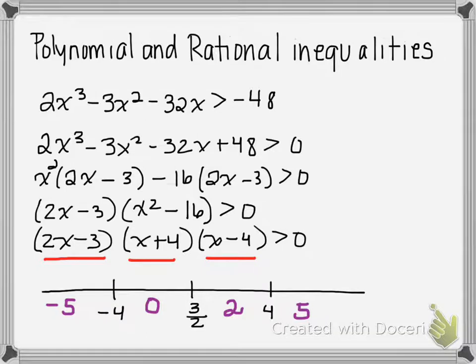So look again down to the bottom left, there's that -5. If I plug that into 2x minus 3, that's going to be a negative, because I'm going to have -10 minus 3, which is -13. I don't need to get into the specifics of -13. I just need to know that it's negative. And then if I plug in the -5 for the x plus 4, that's -5 plus 4, which is a negative. And if I plug in the -5 for the x minus 4, that's going to be a negative as well.